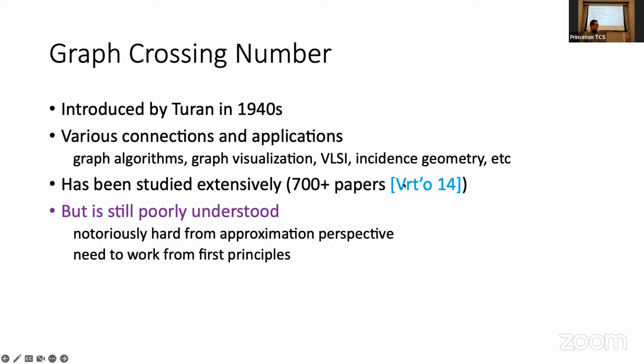Despite all this effort, it's still poorly understood from many aspects, including the aspect we are taking today, the approximation aspect. One thing I like about this problem is that classical types of algorithms that we design for problems like LP and SDP simply don't work for this one, because we cannot characterize a crossing by a linear constraint or quadratic constraint. So we need to do combinatorial work from first principles.